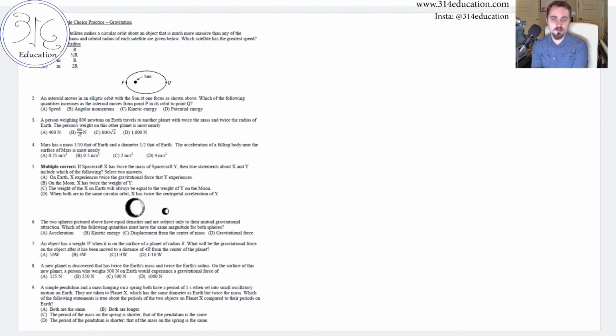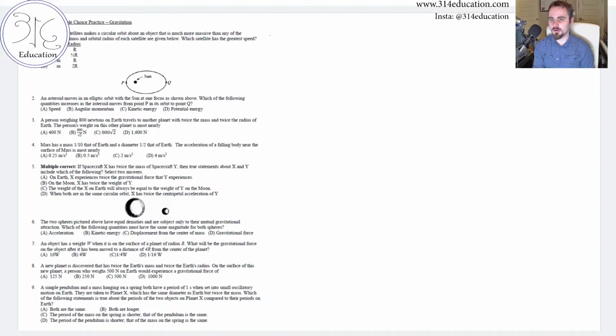In this case, we're shown 5 satellites making a circular orbit around an object that is much more massive than any of the satellites. The mass and orbital radius of each satellite are given below, even though they only give us 4. There's the 5th satellite that's just missing. Oh well. Which satellite has the greatest speed? Well, that's a good question.